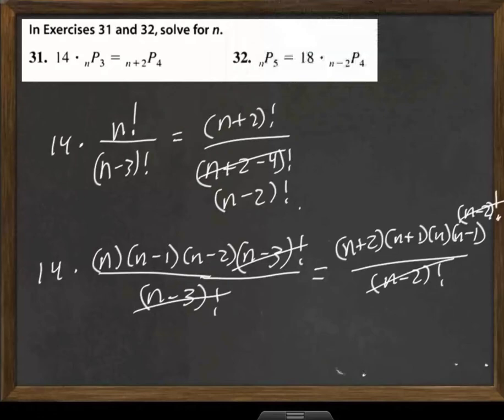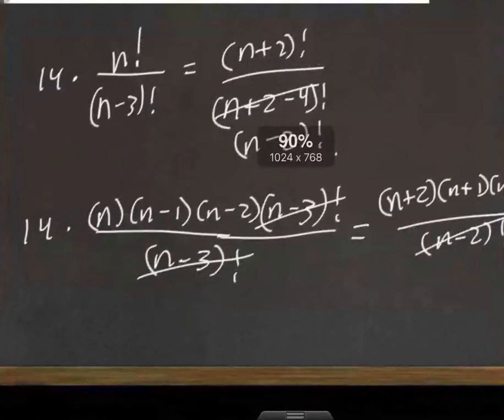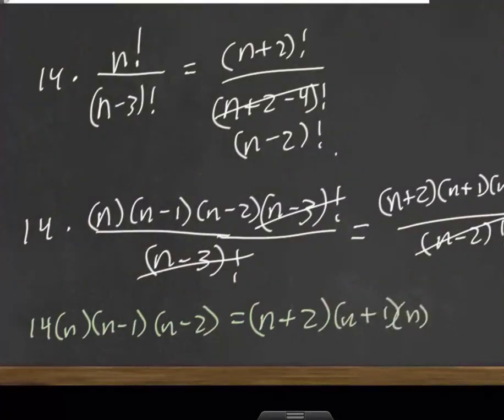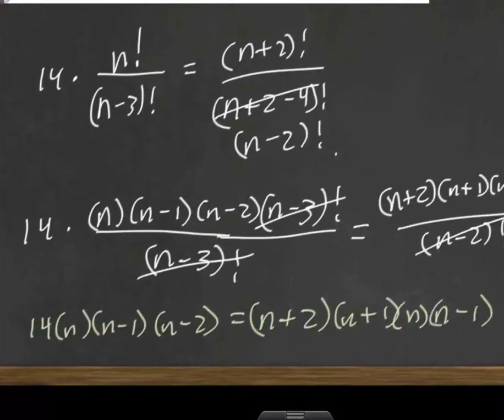Okay, next we have 14 times n minus 1 times n minus 2 equals n plus 2, n plus 1, n, and then n minus 1. Now we get to cancel some stuff out. So if you divide both sides by n, these would cancel out. And n minus 1 would cancel out with that one. This is what we got.